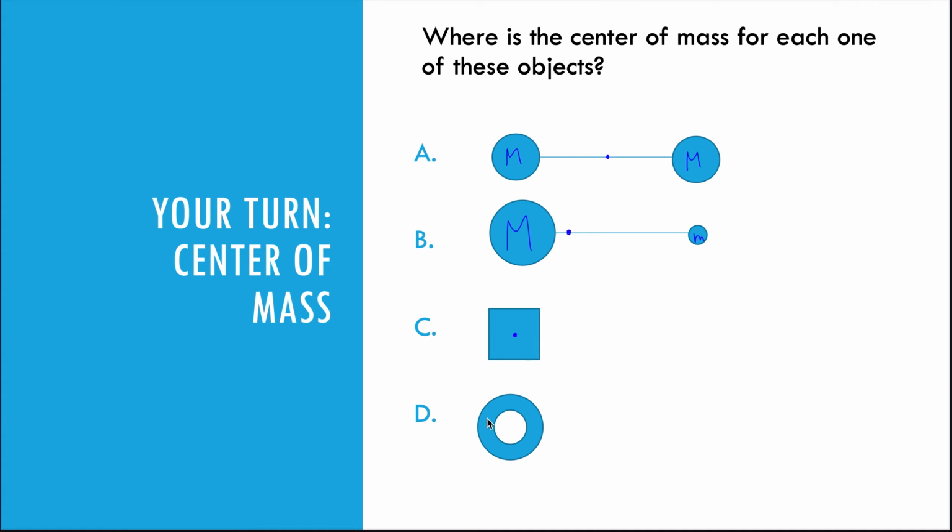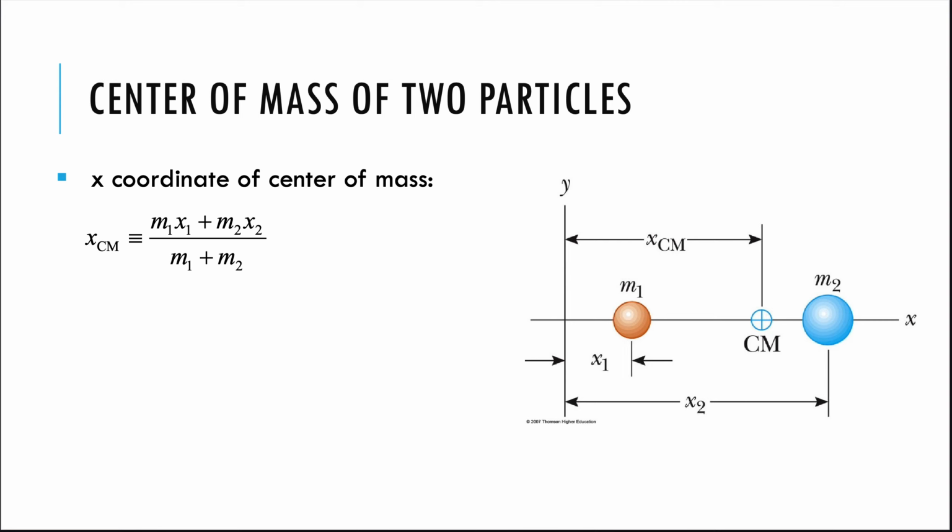And finally, what about this hollow ring here? Where is its center of mass? Well, if you think about it, the average position is also going to be in the center. So this tells us that the center of mass does not even have to be inside the object. That's totally okay. Now let's look at how to calculate the center of mass. Let's start with just a system of two particles because I feel like the equation for center of mass is a little bit intimidating.